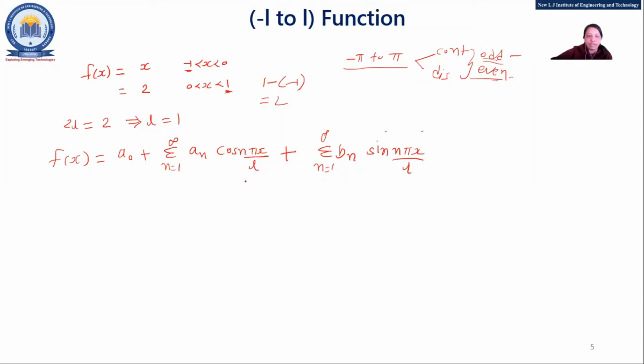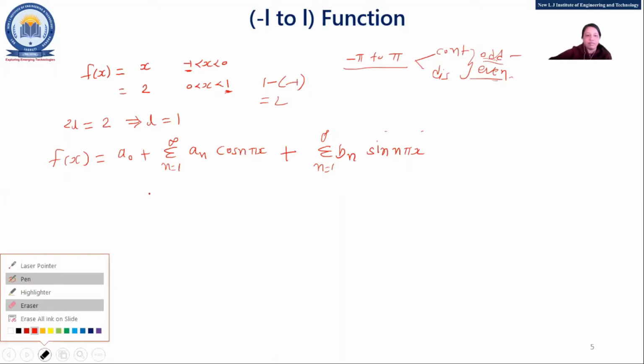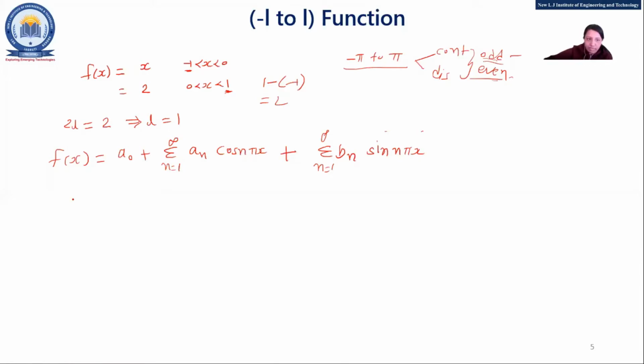Now put L equal to 1 into this equation. So here your L becomes 1, so no need to write this. So this is your equation. Now for the next step, obviously you need to find out a0, an and bn. The equation for a0 is 1 upon 2L integration minus L to L f(x) dx. If you are applying the odd even concept, here it will be 0 to L, but here we are not applying it, so minus L to L.